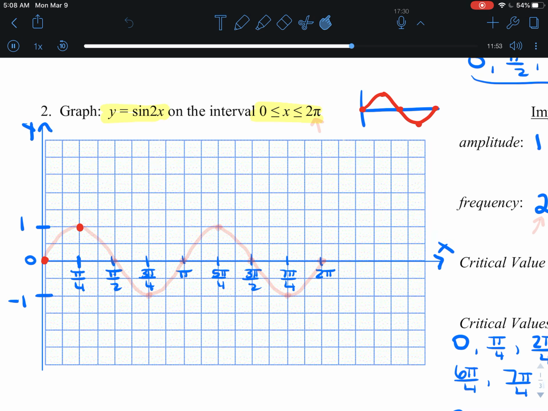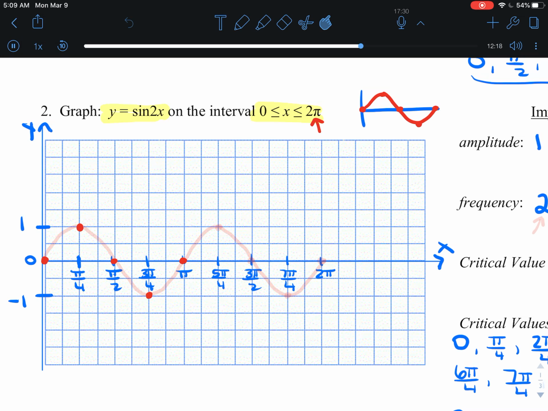Then I'm going to go back to the middle, down to the minimum, back to the middle. So notice that's a complete sine curve at pi, which does make sense since my period is pi, and that's how long it takes for one complete cycle. I need to keep plotting, however, because my domain goes to 2 pi. So I'm going to keep going.